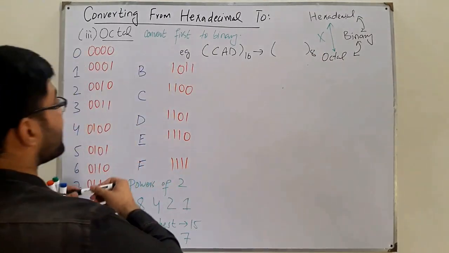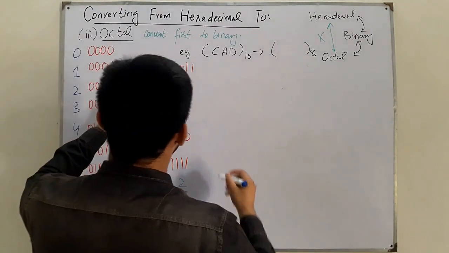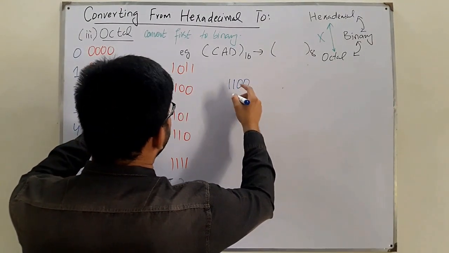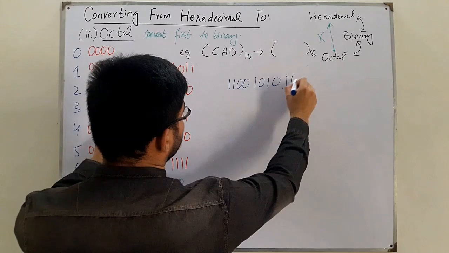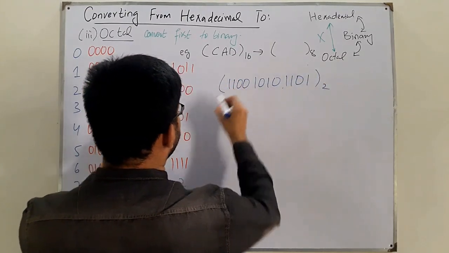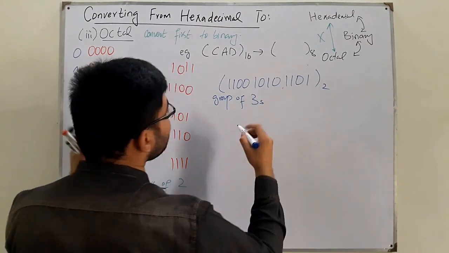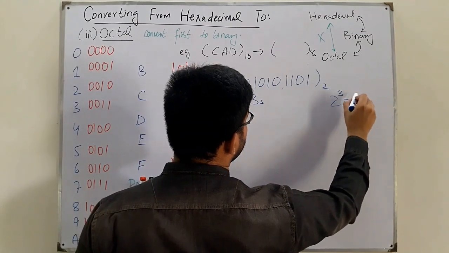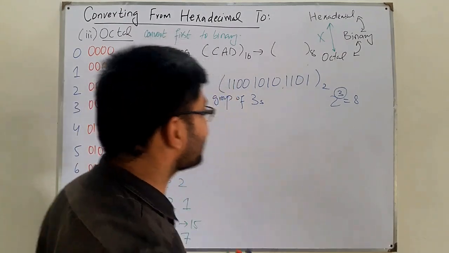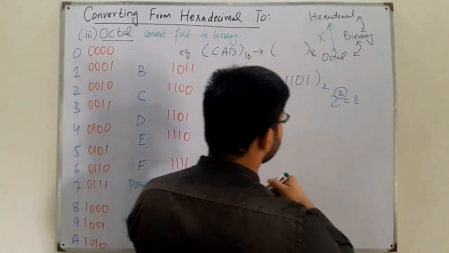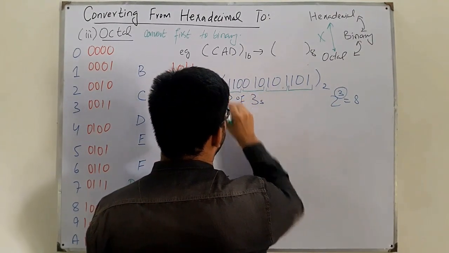And we need it in base 8. So first you convert it into base 2. How do you convert it to base 2? We've seen it directly. C is 1100. A is 1010. And then D is 1101. This is the base 2 equivalent. Then you make groups of 3's. Why 3's? Because 2 to the power 3 is 8. We've already discussed that, okay? So now you make groups of 3's from the right. So this is the first group, this is the second group, this is the third group, and this is the fourth group.